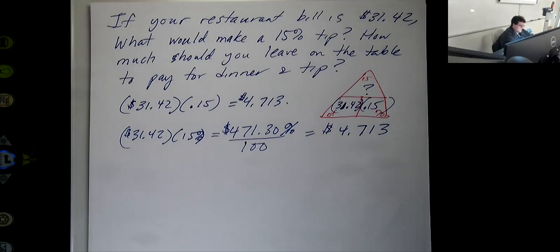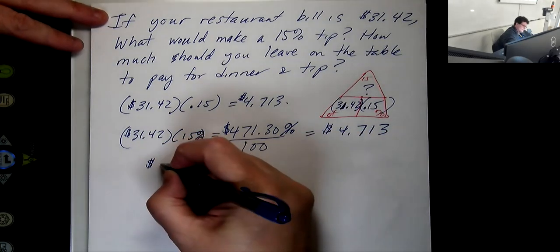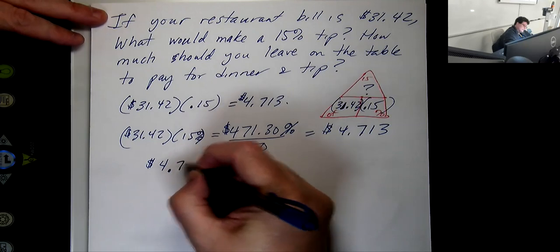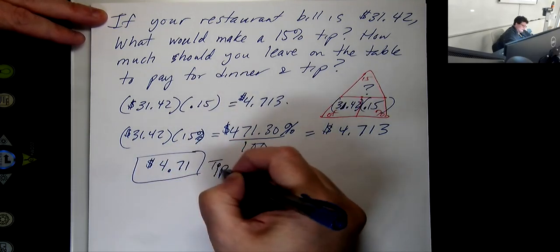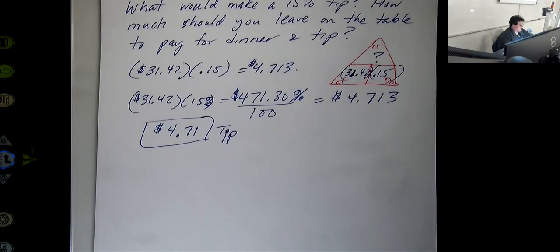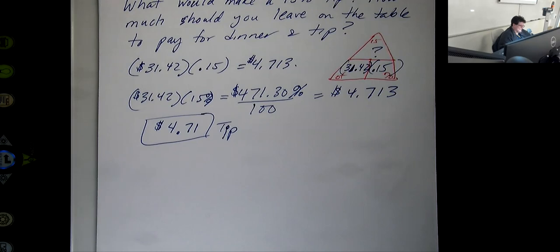So how much is the tip? $4.71. It's just $4.71. We don't have a .003 in money. So that's my tip. How much should I leave? You should leave 5. I don't want to leave change, this is kind of annoying. Well, then they have to make change later on.